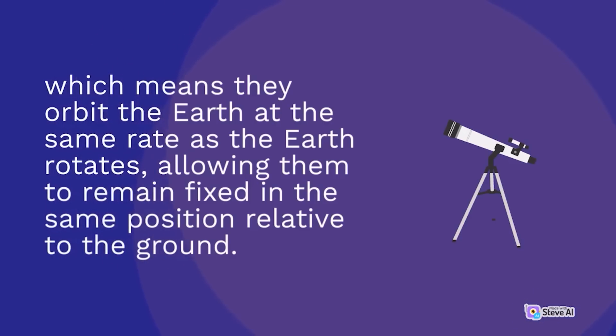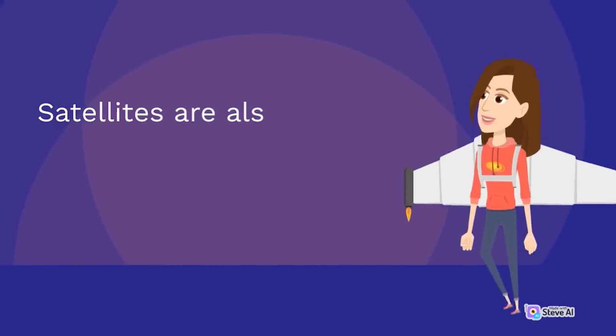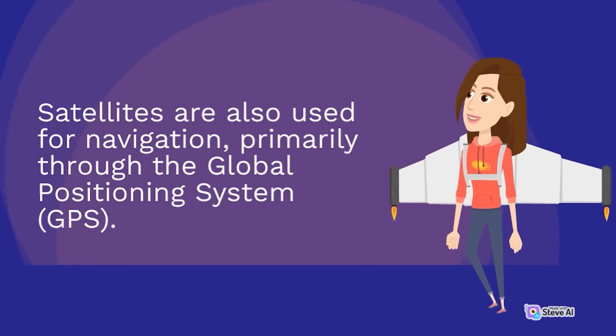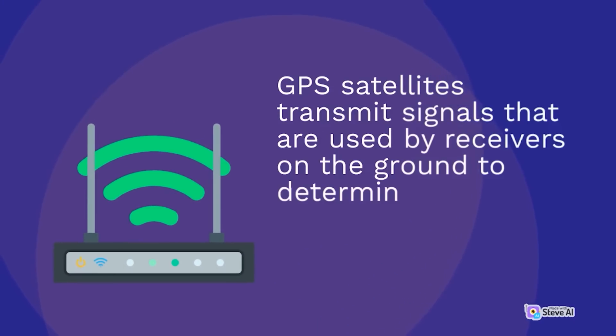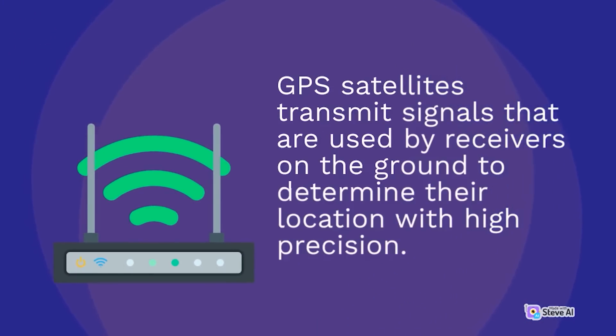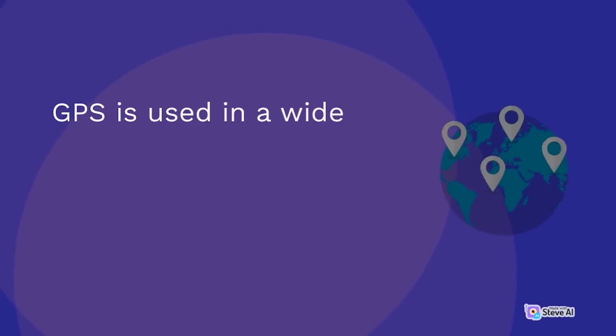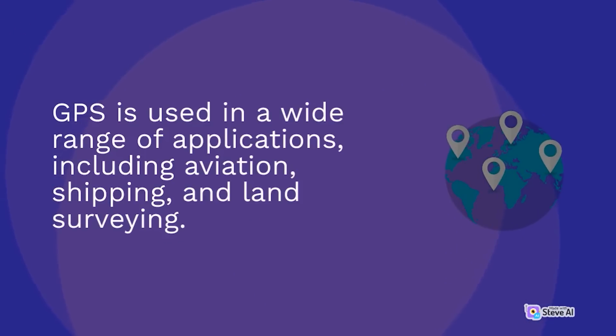Satellites are also used for navigation, primarily through the Global Positioning System (GPS). GPS satellites transmit signals that are used by receivers on the ground to determine their location with high precision. GPS is used in a wide range of applications, including aviation, shipping, and land surveying.